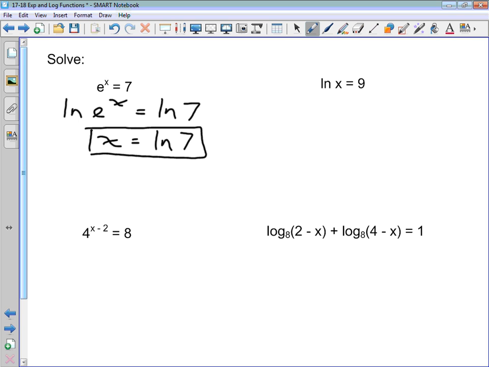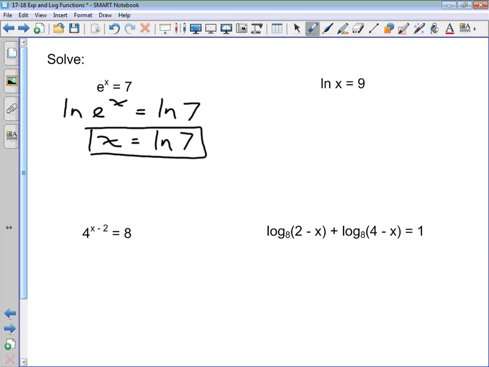Ln 7 is just a number. You can punch that into your calculator. The other base that your calculator will work with is base e, so there's a button on your calculator that just says ln. So you can punch in ln 7 and it'll give you an answer. But most of the time we don't want the decimal answer. We want it as just ln 7. All right, the next simple one here.